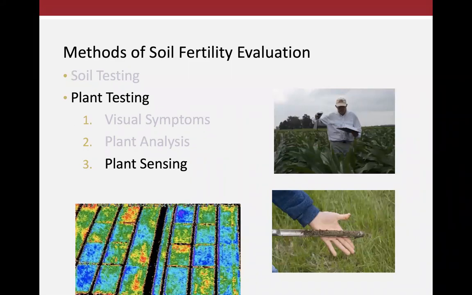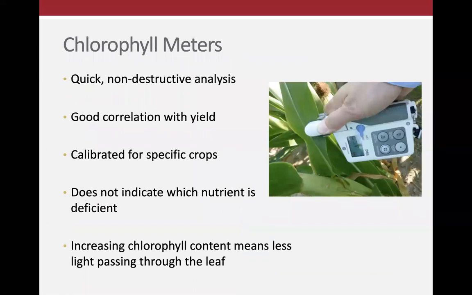Okay. All right. So to wrap up quickly, we're just going to talk a little bit about plant sensing. So we talked about visual symptoms, plant analysis, and plant sensing. Sensing is not a true destructive measurement. It's really non-destructive, and that's why we call it sensing. We're not taking leaves and grinding and drying them or crushing them up. It's just seeing the state of the leaf. One of the nice things out there is a chlorophyll meter.